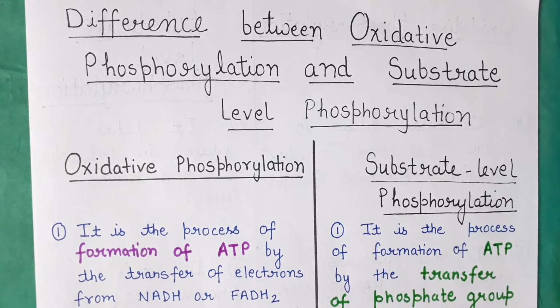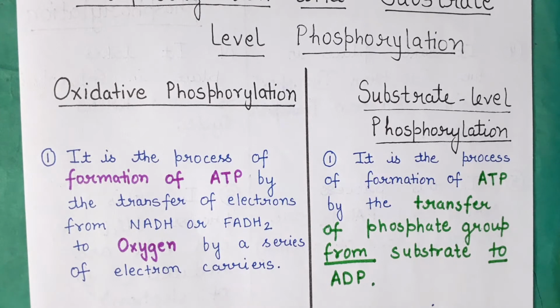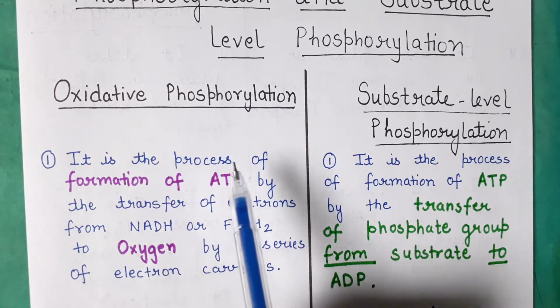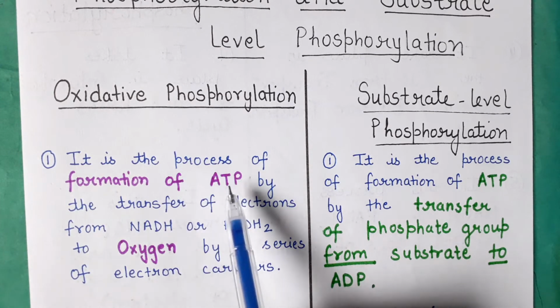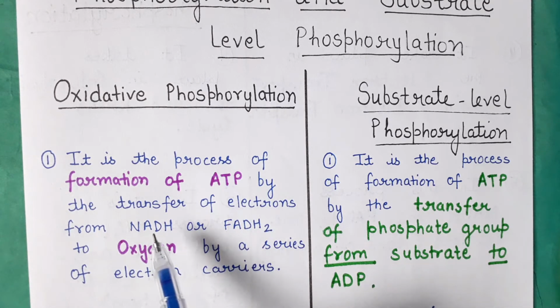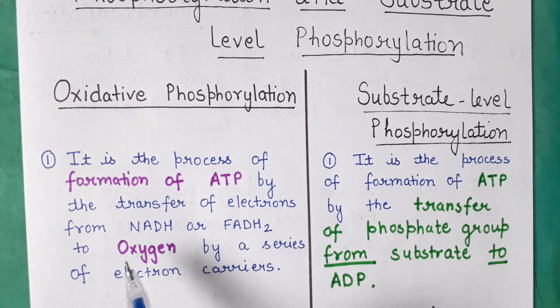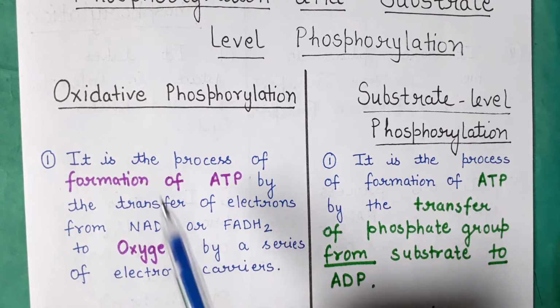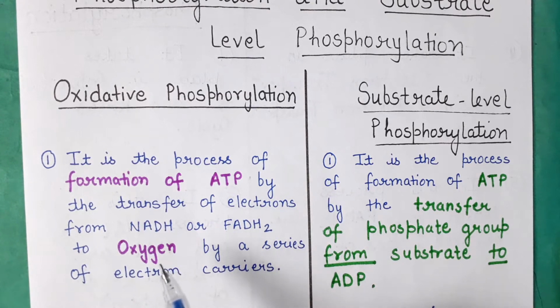So let's start. Oxidative phosphorylation is basically the process of formation of ATP by the transfer of electrons from NADH or FADH2 to oxygen by a series of electron carriers. It deals with the electron transport chain, which we have discussed earlier in our previous videos in detail. So in the electron transport chain, what happens?